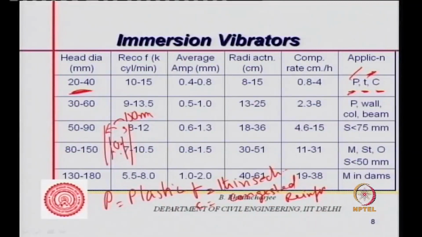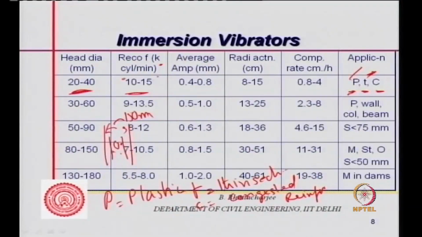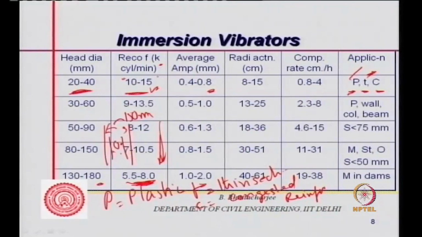Now the recommended frequency is given in kilocycles per minute. It's given as 10 to 15,000 cycles per minute. And you can see as this diameter increases, frequency reduces. So this is high frequency, this is lower frequency, all right. And average amplitude is low here, average amplitude is high here. So when average amplitude is high, frequency will be low. When average amplitude is low, frequency is generally higher.